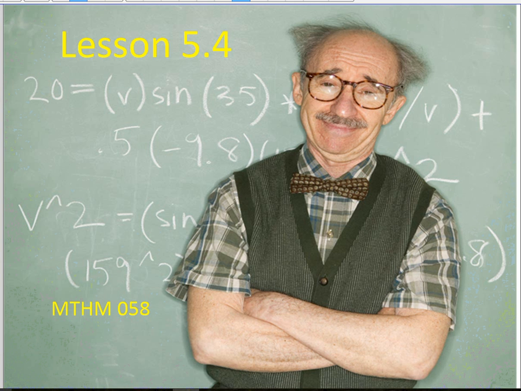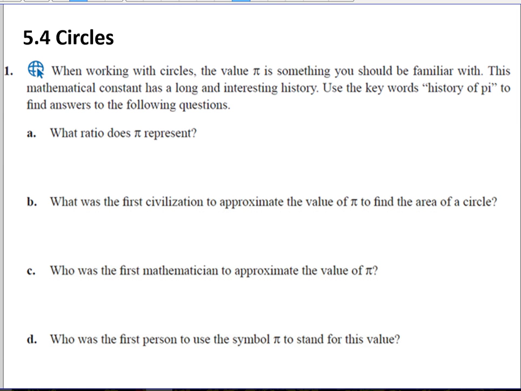Let's look at section 5.4, which covers circles. A little bit of background information about circles. It deals with the value pi. That symbol here is pi, spelled P-I. And so the ratio pi represents the circumference compared to the diameter of a circle.